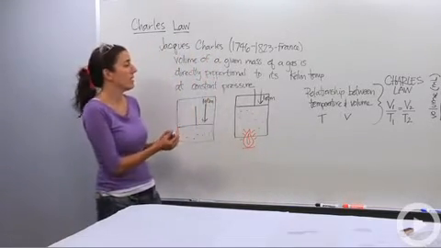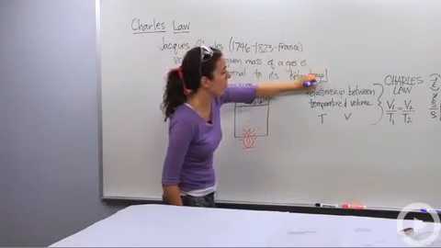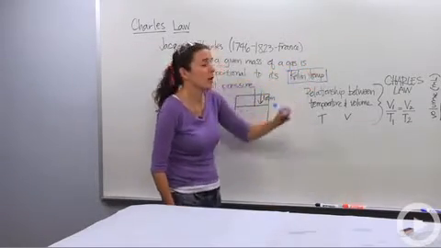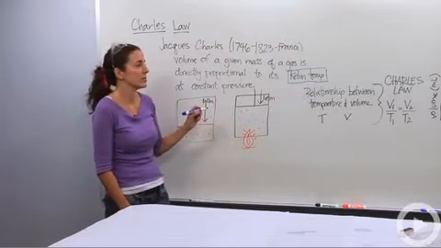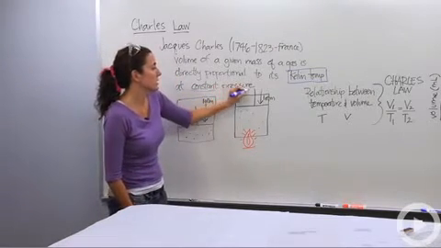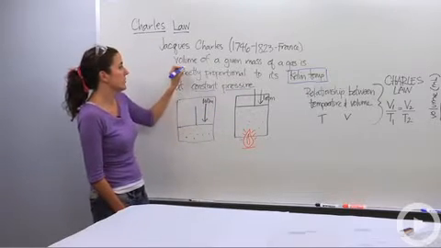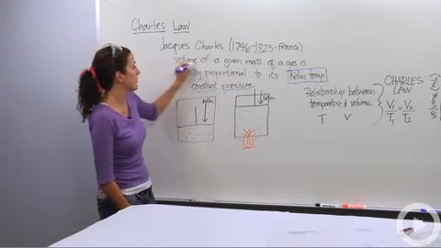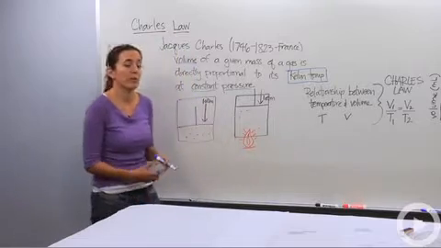There are two things that you want to make sure you notice when you're reading this gas law. One is Kelvin temperature. We want to make sure our temperature is always, always, always in Kelvin, or else you're going to get the wrong answer when dealing with Charles' Law. You also want to notice that it's a constant pressure. So our two variables that are changing are volume and temperature.